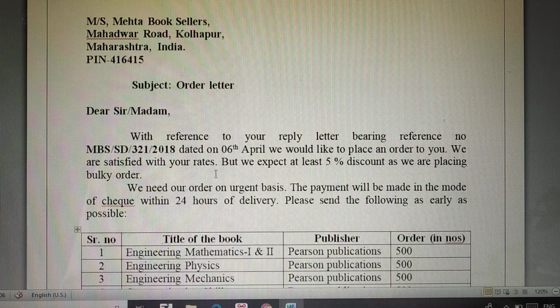In here subject is order letter only. Order letter, it would be better to write order letter for a particular product if few products are there. If more products are there, then you cannot write the order letter of this one and that one. You should just write the order letter. Dear sir or madam, it is written in the case of if you don't know the person who is owner of that shop or that particular company or manager of that company. At that time only you can write sir or madam.